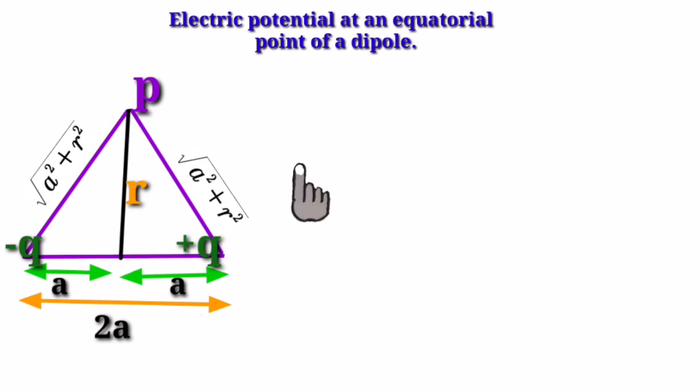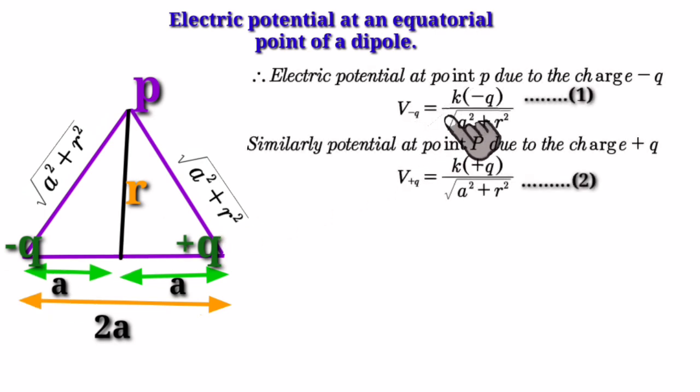Therefore, electric potential at point P due to the charge minus q is V minus q is equal to k into minus q divided by root over of a square plus r square. Here, the negative sign is used because the electric potential near an isolated negative charge is always negative. Similarly, the potential at point P due to the charge plus q is V plus q is equal to k into plus q whole divided by root over of a square plus r square, which is equation number 2.